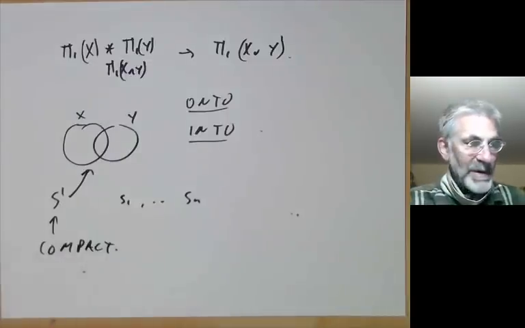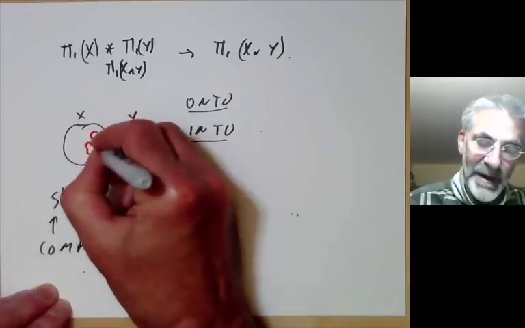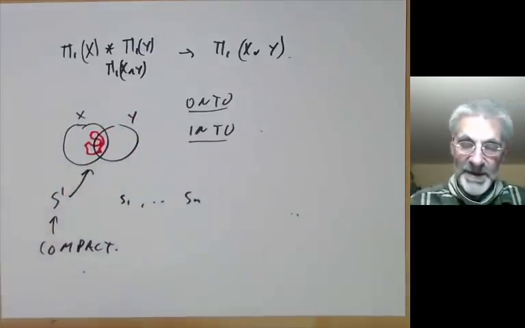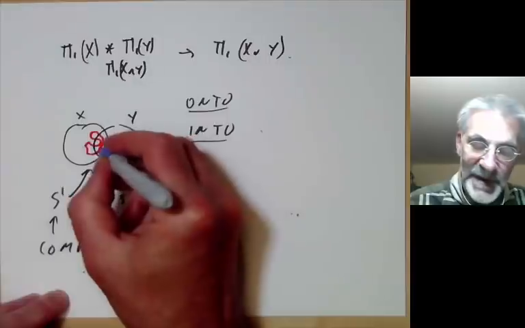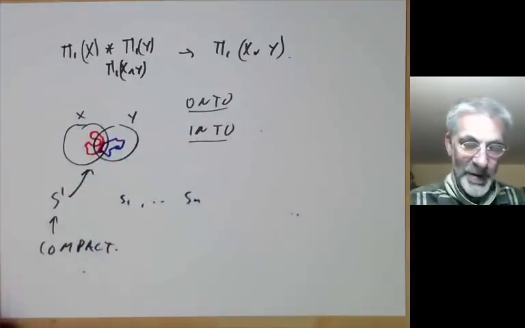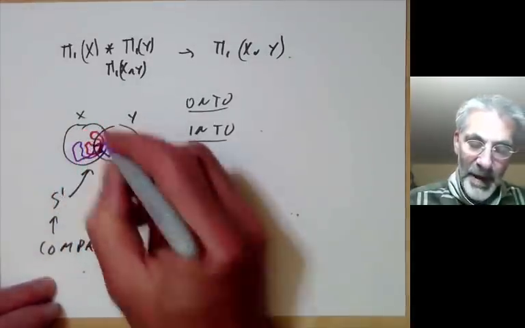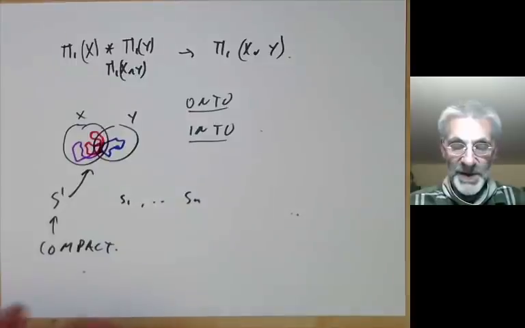So what our path is doing is it's starting here, and then it wiggles around in here for a bit, and so this would be the image of a neighbourhood of S1, and then it wiggles around in here for a bit, and that would be a neighbourhood of S2, and then it might wiggle around in x for a bit more, and that would be a neighbourhood of S3, and so on.